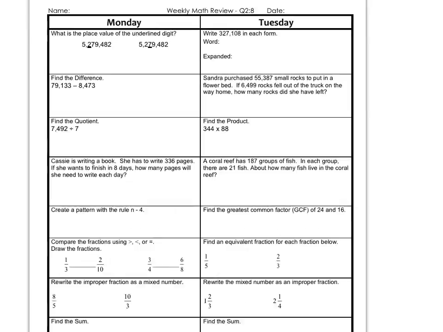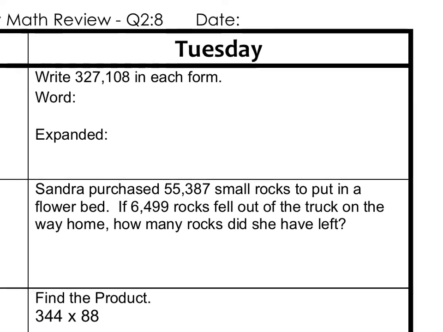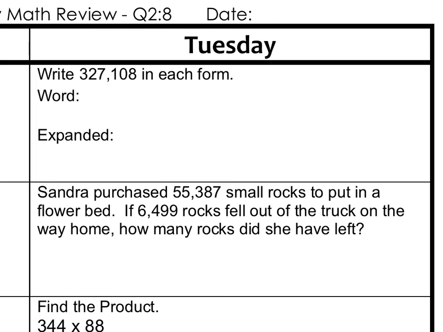Okay, this is the homework check for 4th grade that's working through the quarter 2 material, and we're going to start with the Tuesday section. We have to write 327,108 in each form, so we're going to start with word form, and we're going to look at the thousands period first. That's these 3 digits, and we write exactly how we would say that out loud.